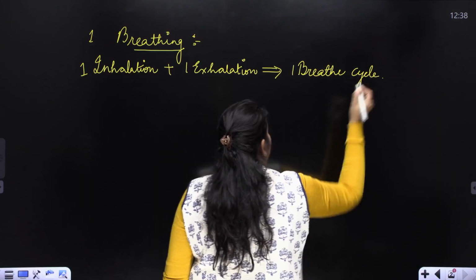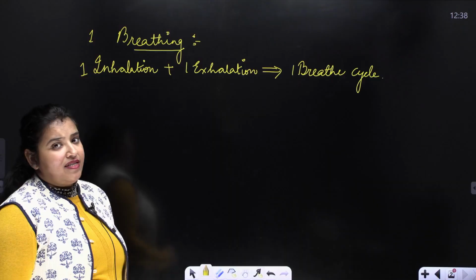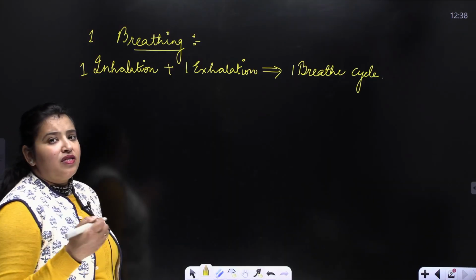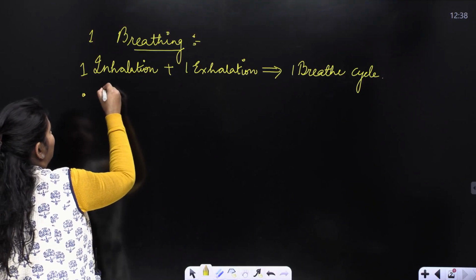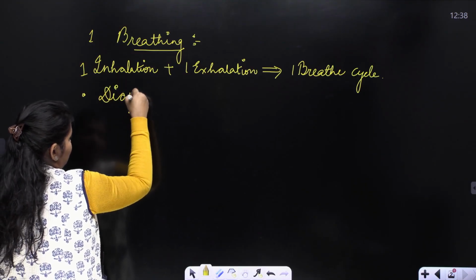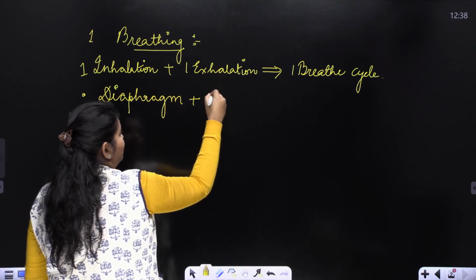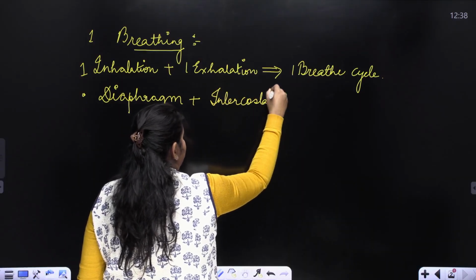Fine. Now, what is happening during inhalation and during exhalation? There are some mechanisms, and some muscles are involved. The muscles involved here are the diaphragm muscles and the intercostal muscles.